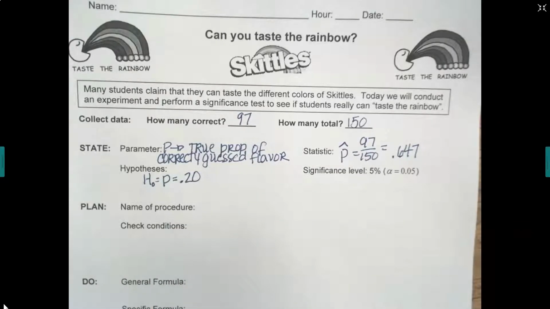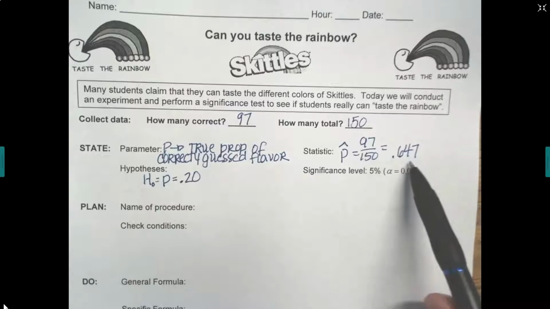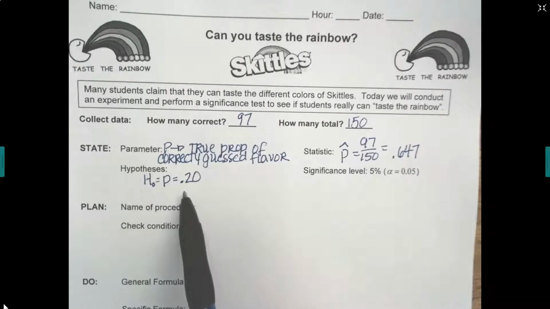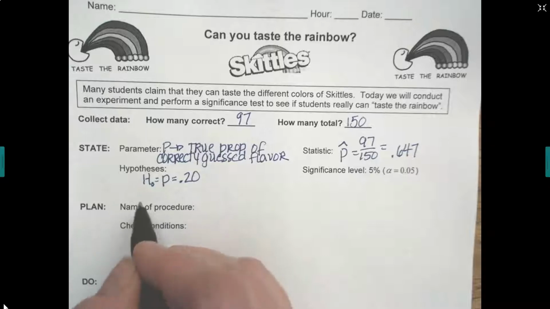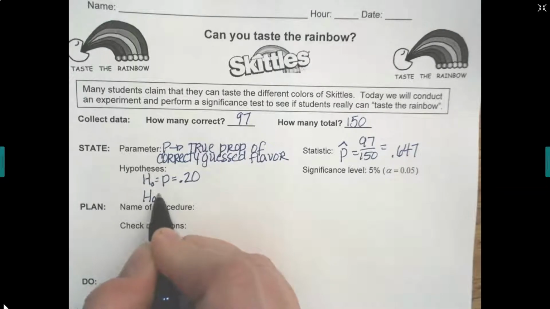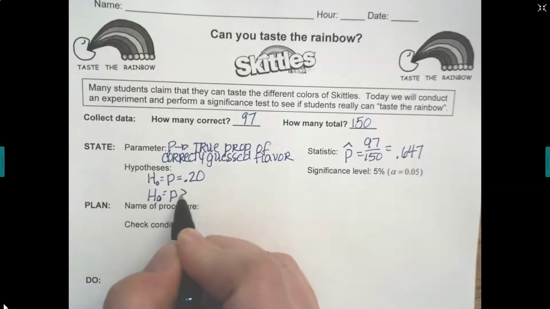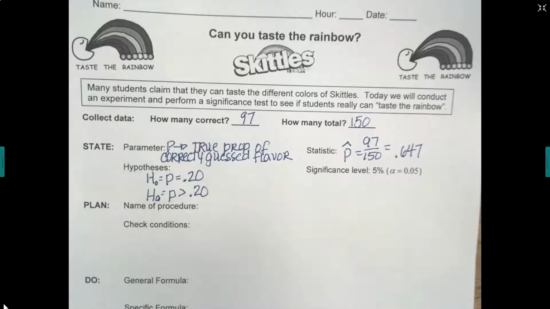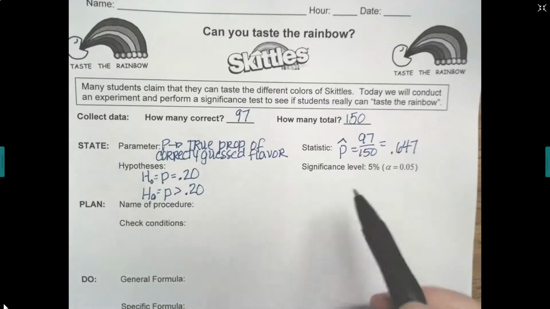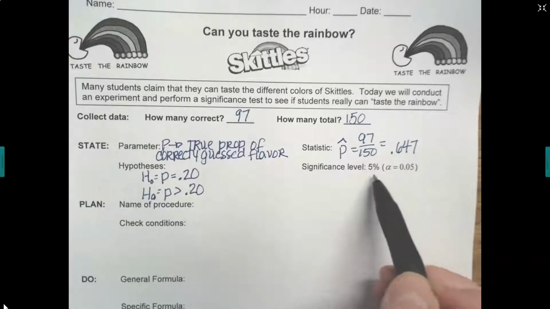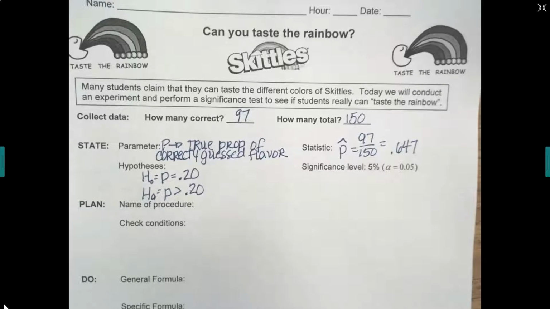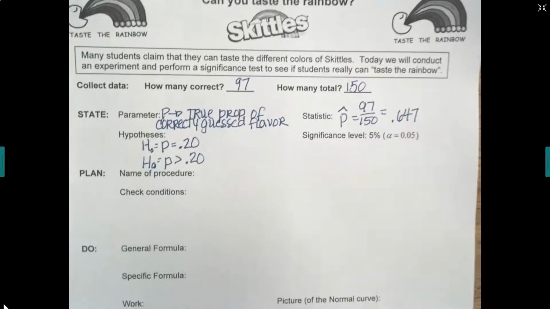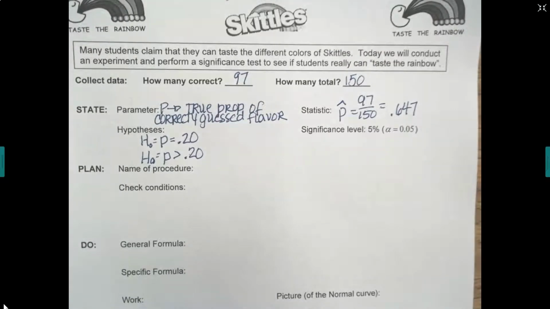Okay, now our statistic is more than this 0.20. So our alternative is we think something else is going on. So we think the population proportion is greater than 0.20. Okay, and we're going to use an alpha level of 0.05. That's still that 5% that we've been comparing with all along. All right, so be sure to take good notes here, because this is all of the information I'm expecting to show up when we answer with our 4-step process.